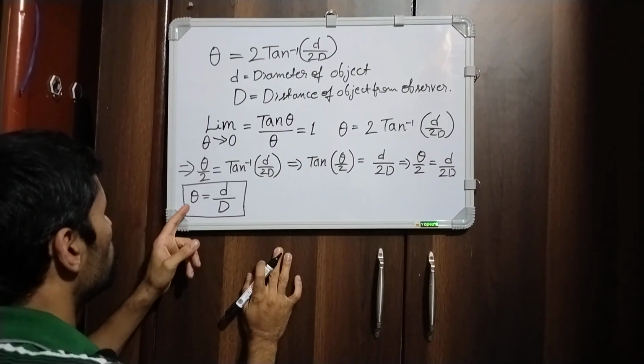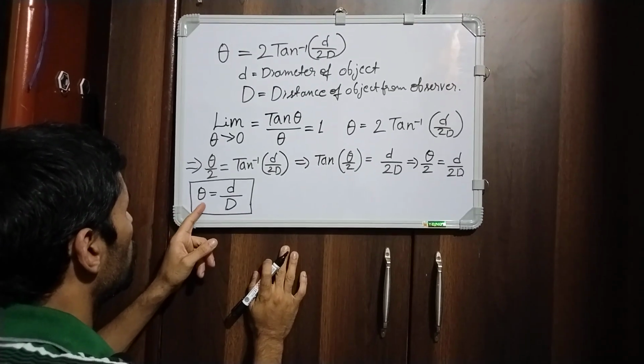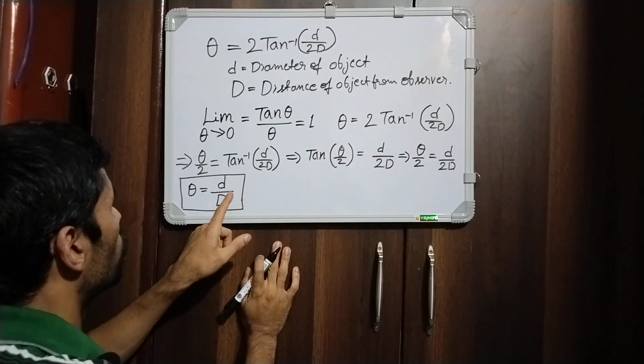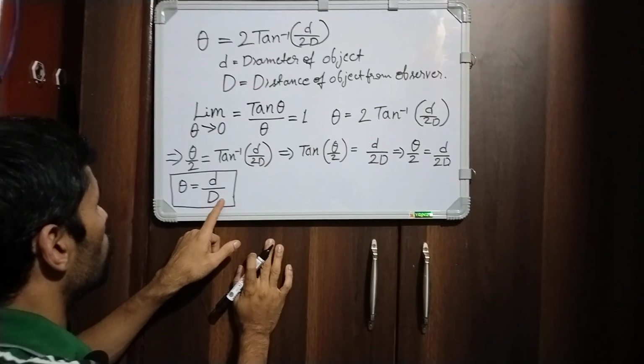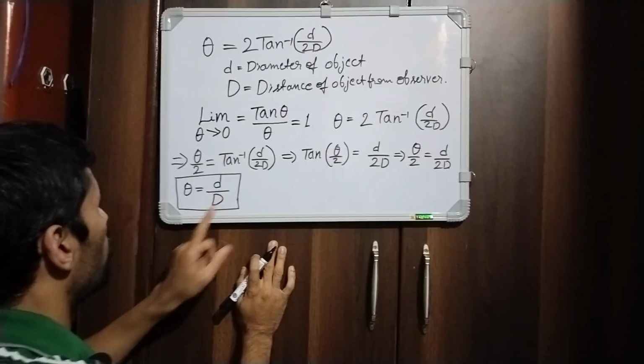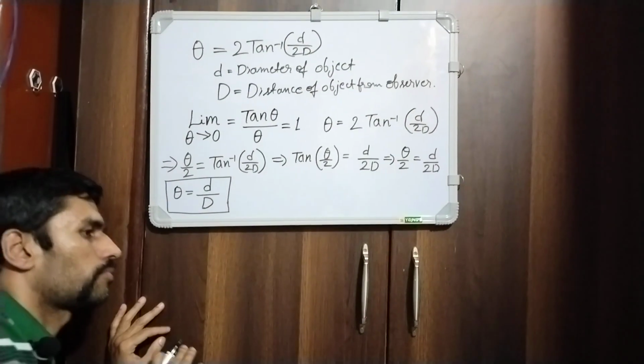The meaning of this is that the visual angle is simply equal to the ratio of the diameter of the object to the distance of the object from the observer, small d divided by capital D. This is the simple formula.